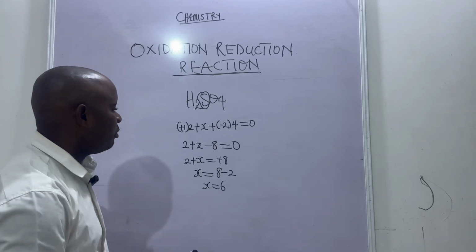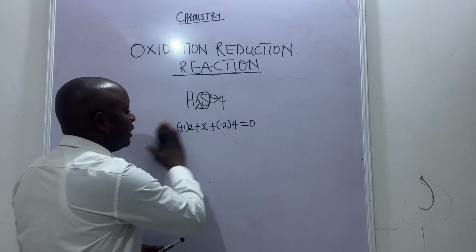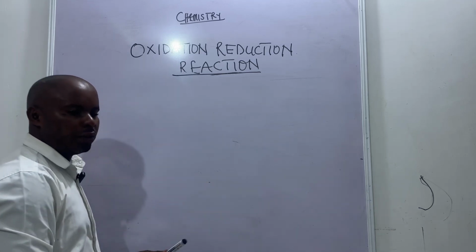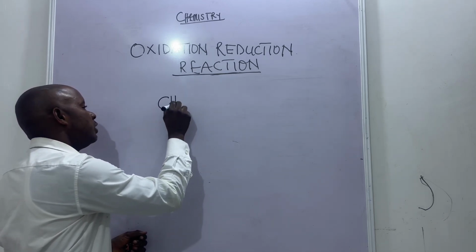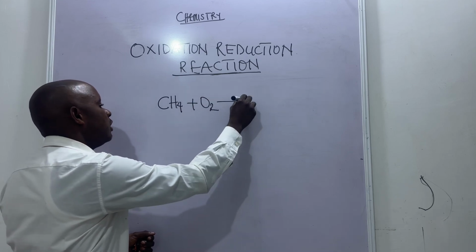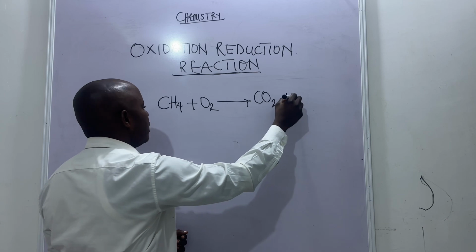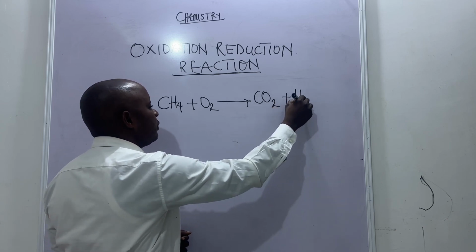So from this build-up, we can move to different examples on this oxidation-reduction reaction. The first of them, let's have this equation: a hydrocarbon plus oxygen to give carbon oxide plus water.